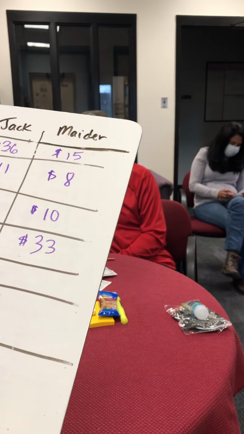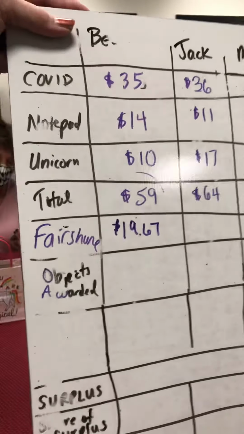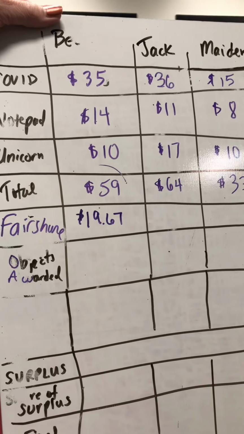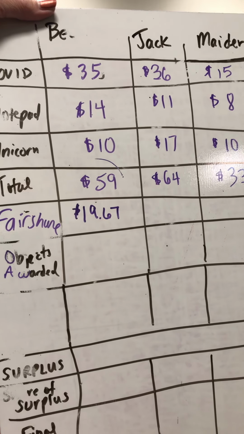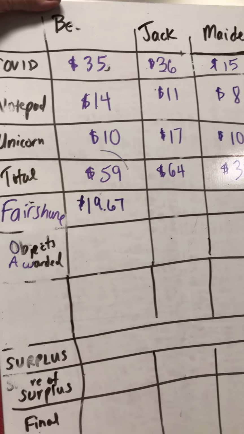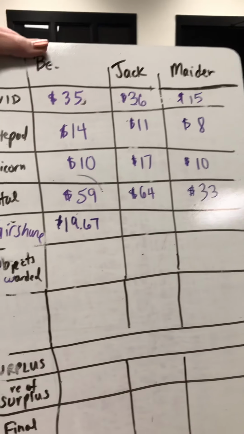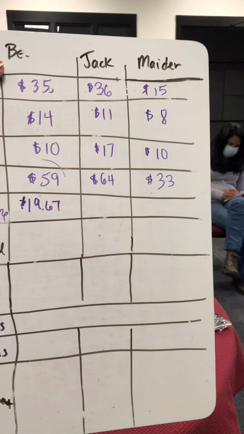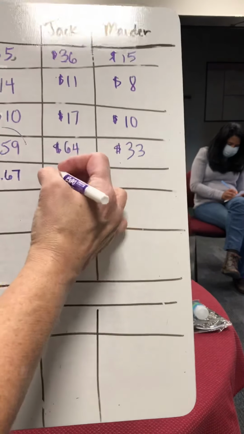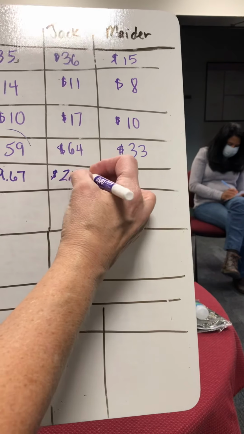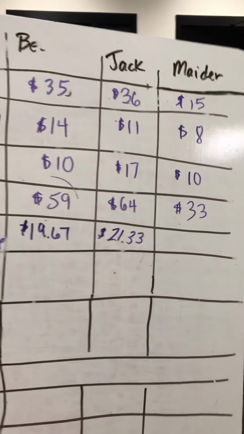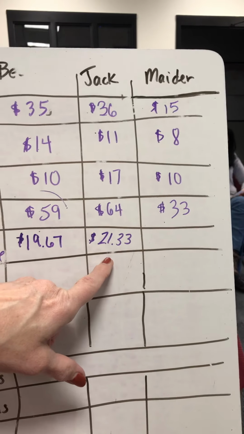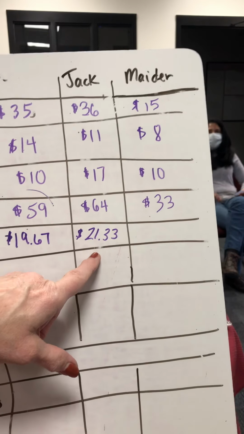$19.67. So that is Becky's fair share. She feels she deserves $19.67 in goods or cash, either way. And Jack, 64 divided by 3, it should be 21.33. Yes. 21.33. So Jack, based on his evaluation of the goods, feels he deserves $21.33 worth of goods or cash.